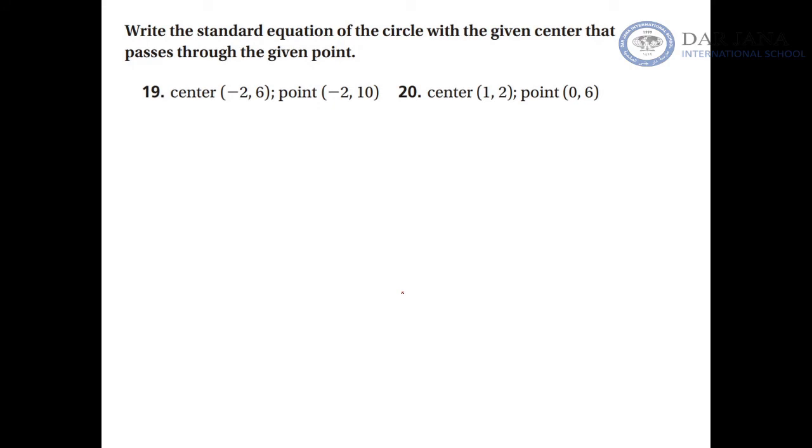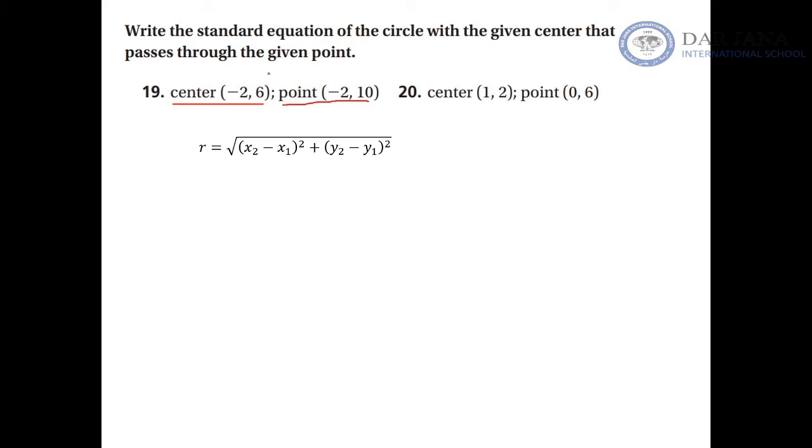Now, write the standard equation of the circle with the given center that passes through the given point. So they gave us the center, they gave us a point, and now they want us to get the standard equation. Since I don't have the radius directly, just like in the previous questions, I need to calculate the radius. So how do I calculate the radius? Simple. I have two points with their coordinates, so I use the distance formula. The radius is equal to the distance between this point and this point.